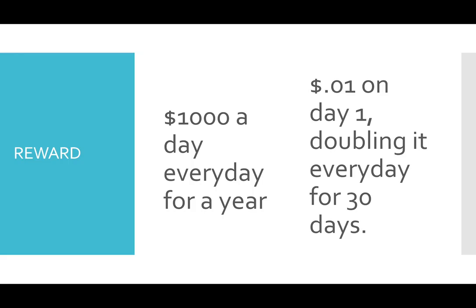All right. And so who got the better deal now? Well, the first one is what we call a linear model. $1,000 a day every day for a year. The linear model. Every day you get $1,000. So tomorrow you're getting $1,000. The next day $1,000. Pretty good.